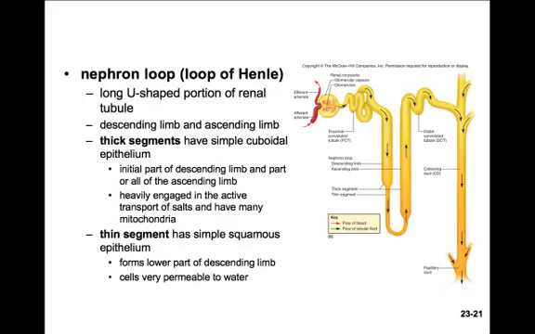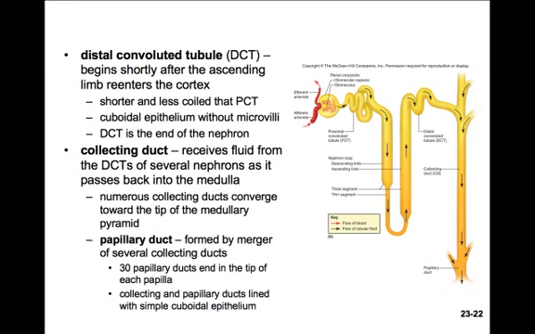The thin segment is made of simple squamous epithelium. It forms the lower portion of the descending limb, and its cells are very permeable to water. These differences in structure are imperative to the functioning of the kidney, as we'll see in later sections of this lecture. Now, the distal convoluted tubule begins shortly after the ascending limb re-enters the cortex.